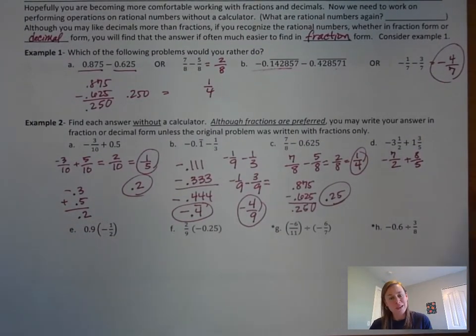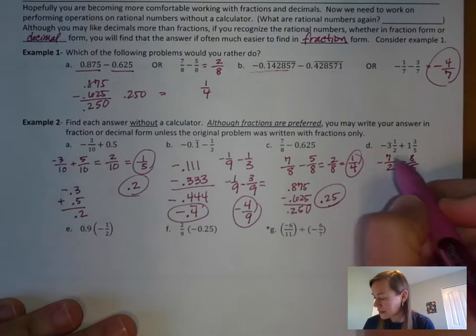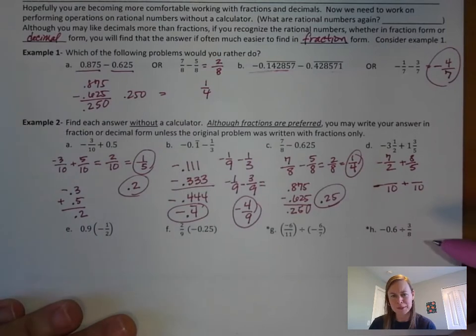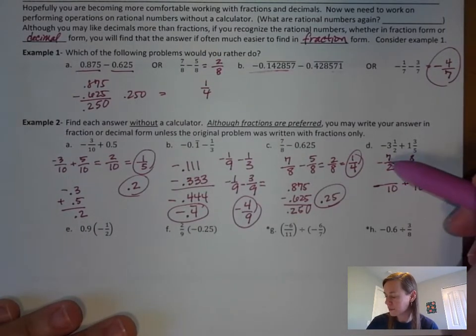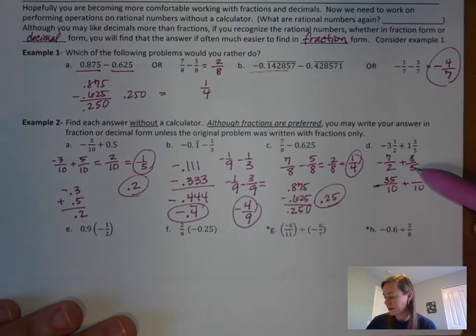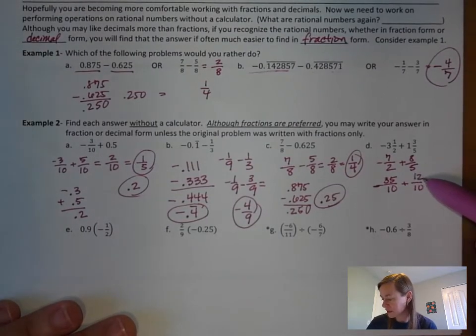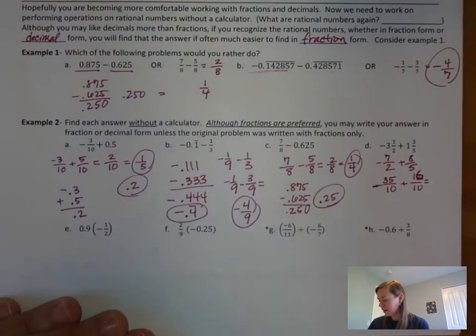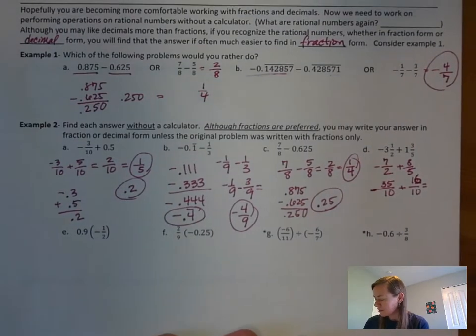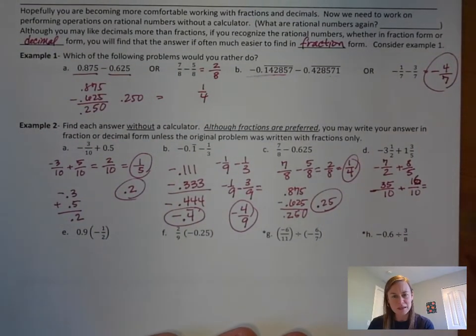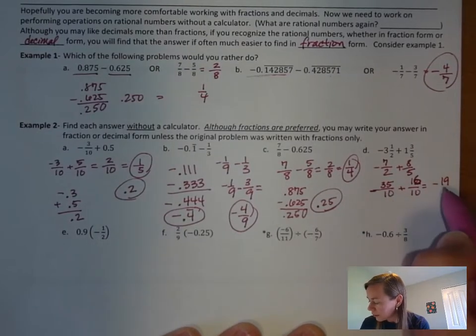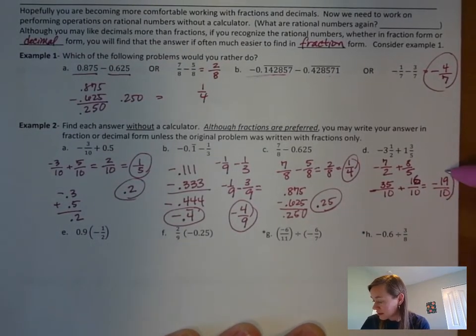Okay, so what do we need? We need a common denominator. It looks like the best common denominator is going to be 10. This was supposed to be a negative. So 2 times 5 is 10, 7 times 5 is 35. 5 times 2 is 10, 8 times 2 is 16. Now -35 plus 16. We need to subtract those numbers because we have different signs, right? So 35 minus 16 is 19. So -19, because I'm keeping the sign of the larger number, over 10. So that's my fraction answer.